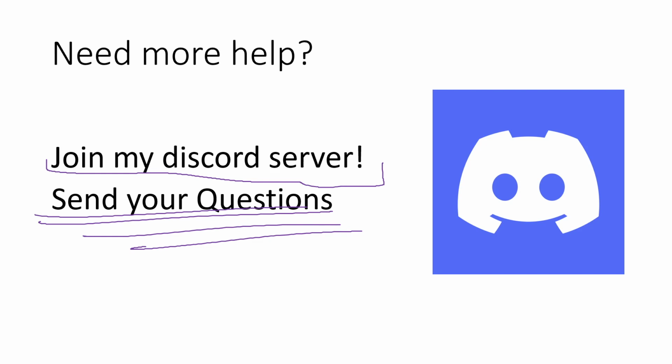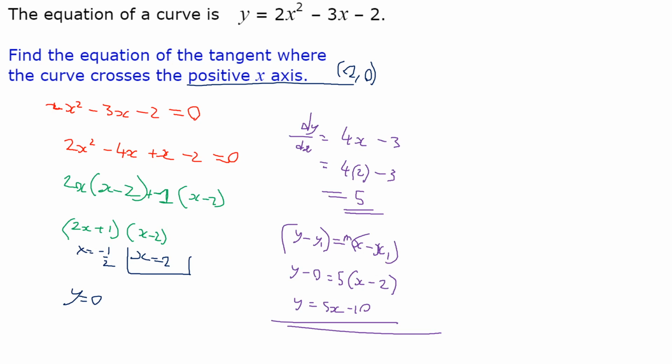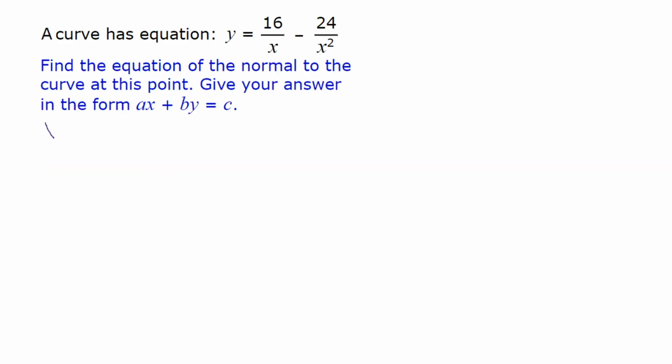Now, what about something like this? A curve has an equation y equals 16 over x minus 24 over x squared. So find the equation of the normal to the curve at this point. Give your answer in the form ax plus by is equal to c. So for this one, we're told that it's going to be at x equals 2. That's just the nature of how it works. It was a follow-up question.